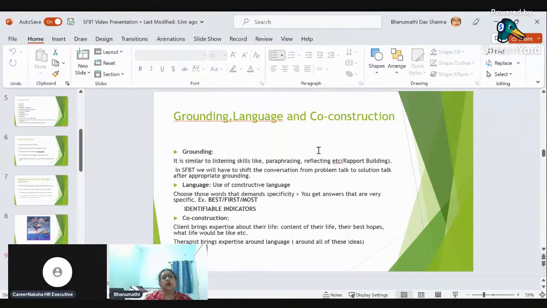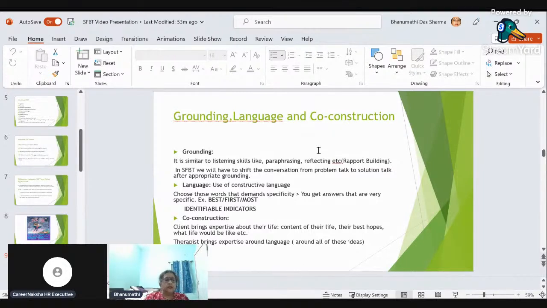Okay, then we will go to a very important ground rule for SFBT. That is, first is grounding. It is very similar to listening skills like paraphrasing, reflecting, etc. That is rapport building in other therapy sessions. In SFBT, what we do after grounding is we shift the conversation from problem talk to solution talk. Like shifting the track of a train, we shift the conversation from problem to solution talk.